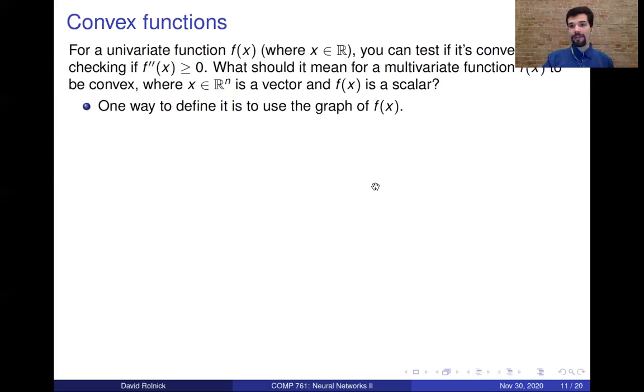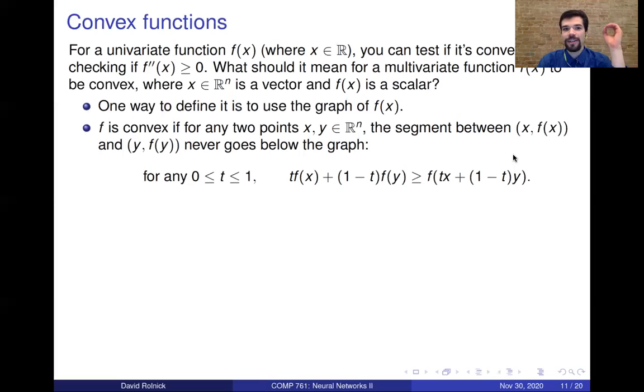One way is to use the graph. So remember, we thought of convexity sort of like concave is like a cave. Convex is the opposite. It's like you flip it and it becomes a cave. But the point there is that convex, if you take 2 points and you connect them, you are always above the graph. So if you take 2 inputs to your function, the segment between the graph of one and the graph of the other never goes below the graph.